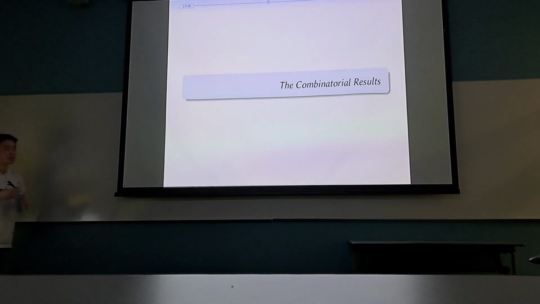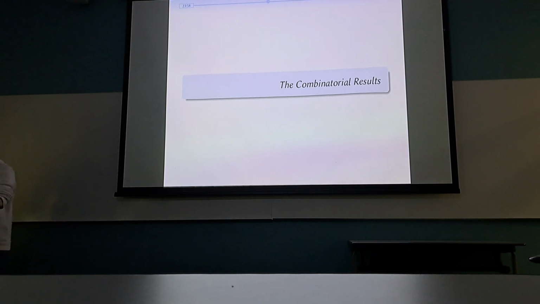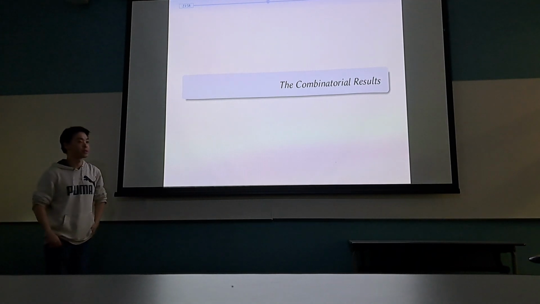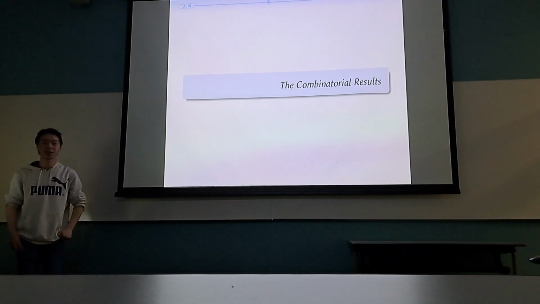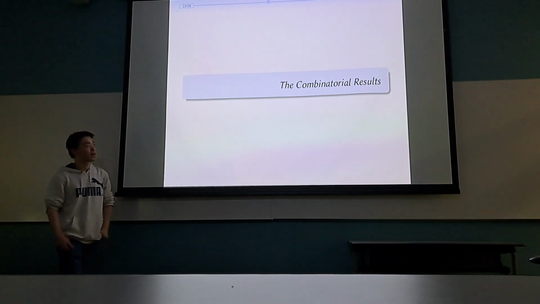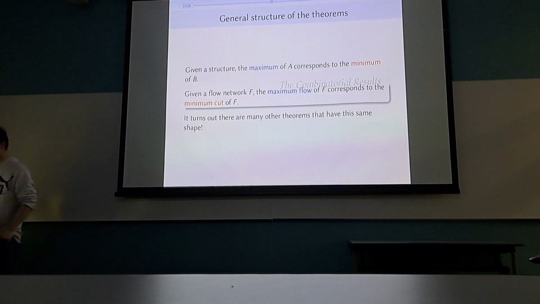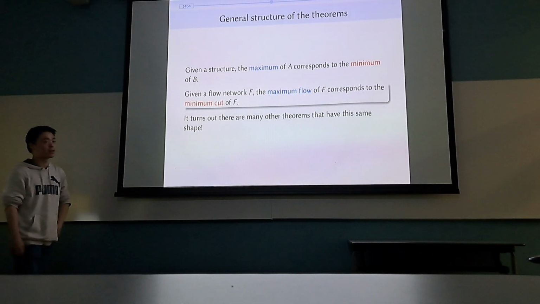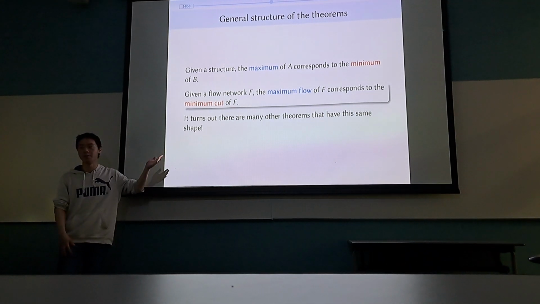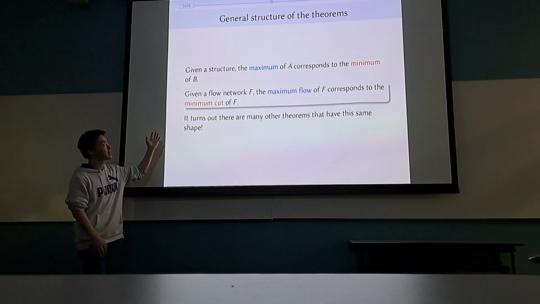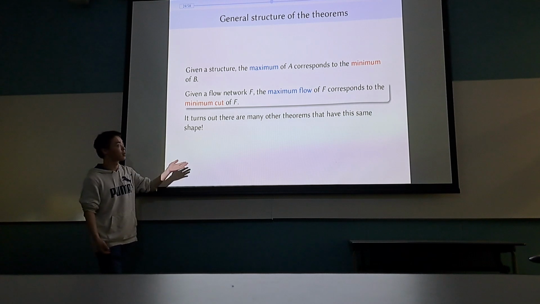All right, so this is where the fun begins. We're going to look at 3 special theorems. All of them are kind of unrelated to each other, but also related in some way. And we're going to see how they're related to maximum flow. So the general structure for a lot of the theorems that we're going to look at is that the maximum of some quantity corresponds to the minimum of another quantity. And you can see that this is also the same with your maximum flow min cut theorem. The maximum flow corresponds to the minimum cut.